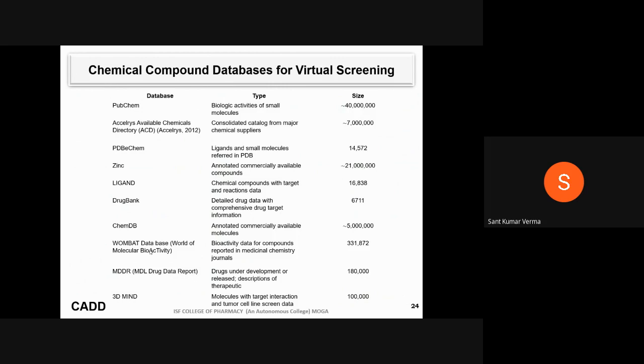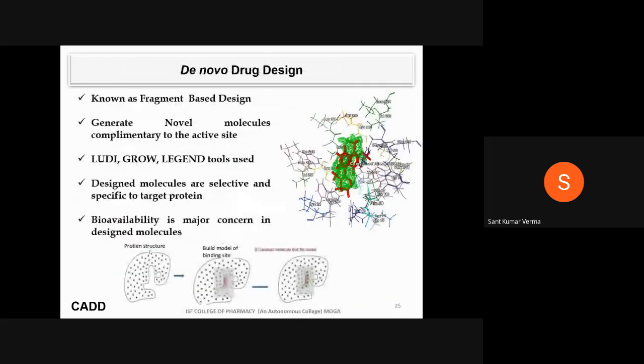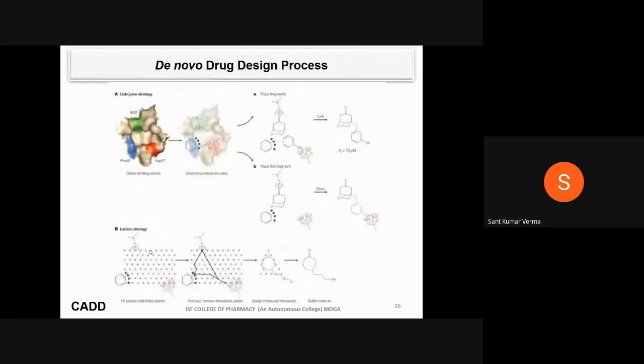a particular biological target. Now, de novo drug design. This is the most important approach to design newer molecules within the active pocket or cavity of the target. But the drawback of this approach is that the molecule you have designed may not be viable. This is the major drawback of this technique. LUDI, GROW, Ligand, Legend can be used for de novo design of novel molecules. The strategies include link and grow.